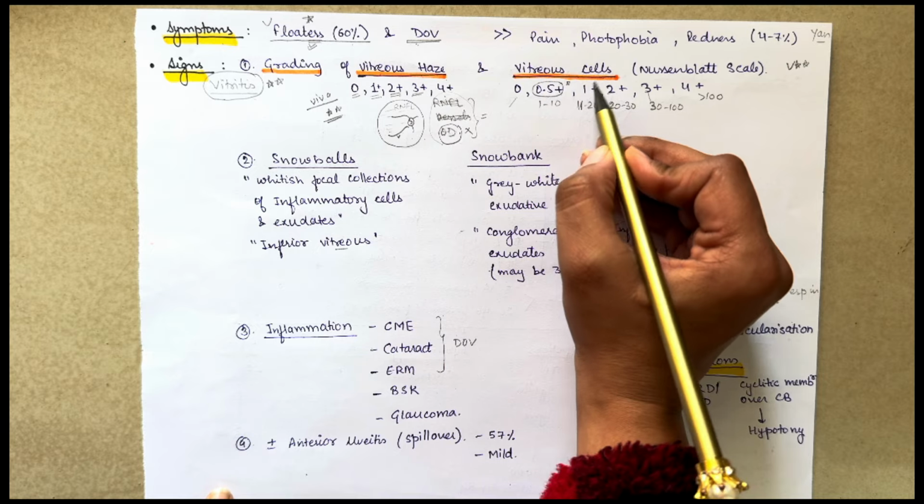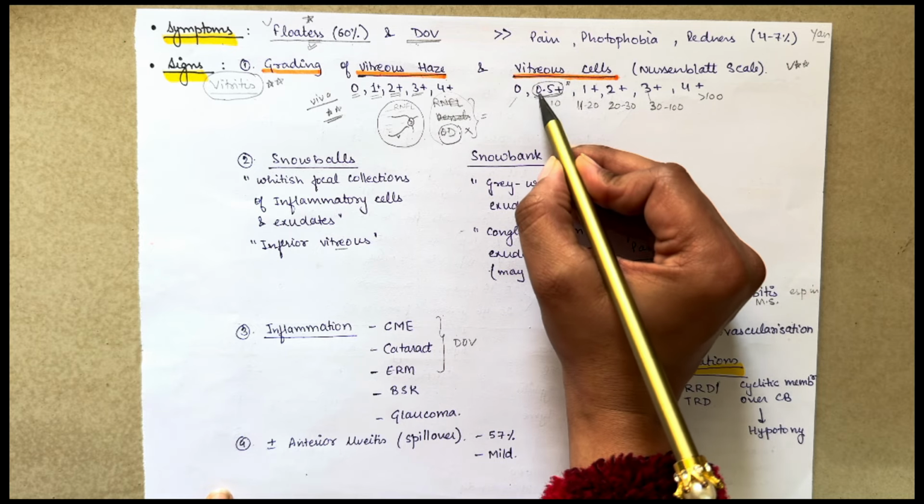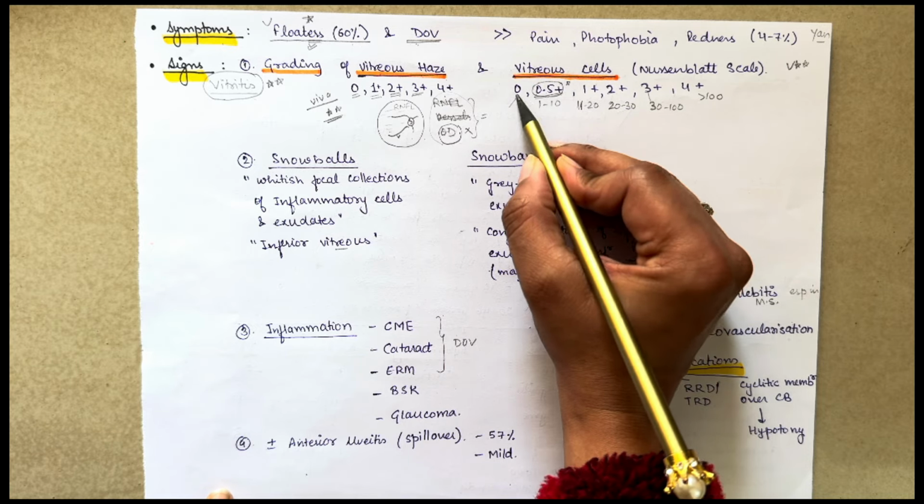In vitreous cells, there is only one extra grading, which is 0.5 plus. Otherwise, it is 0, 1 plus, 2 plus, 3 plus, 4 plus. So you remember that for 1, it is 11 to 20. For 2, it is 21 to 30. For 3, it starts from 30 to 100. And 4 is more than 100. And for 0.5 plus, it should be less than 11, so it is 1 to 10. So this is just one trick to remember vitreous haze grading and vitreous cells grading. You can remember it like this.